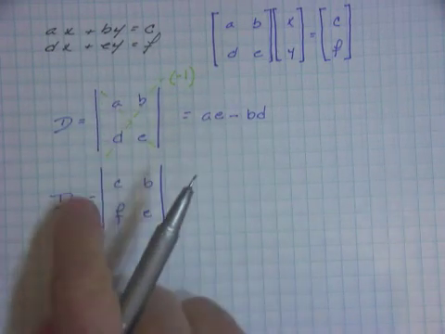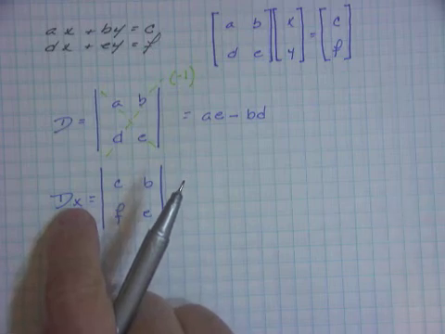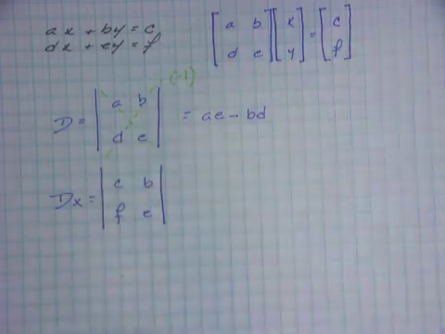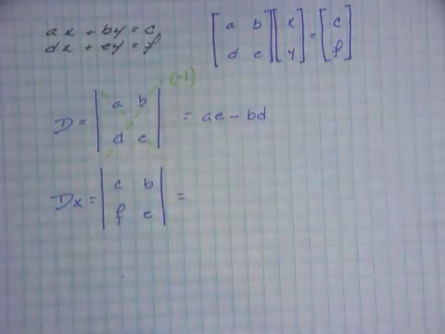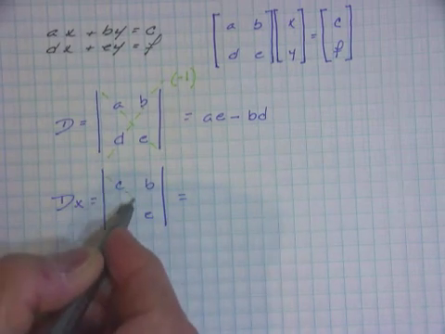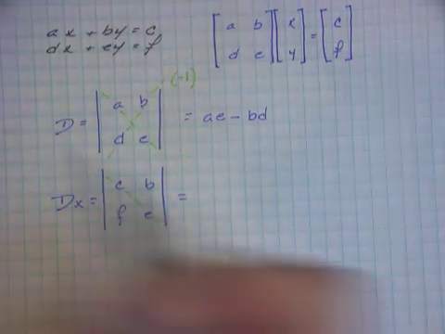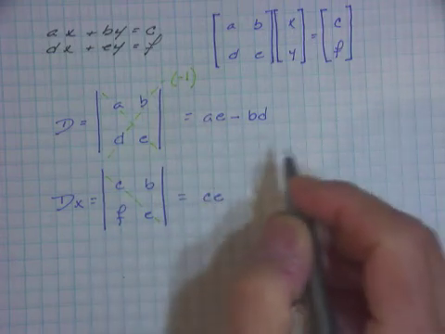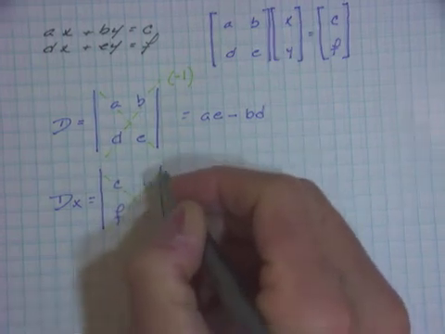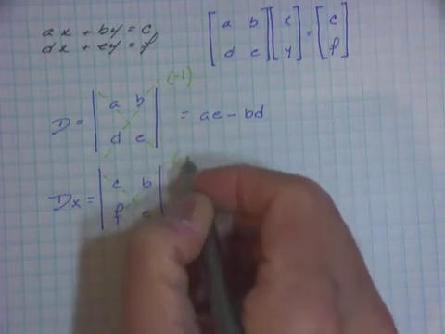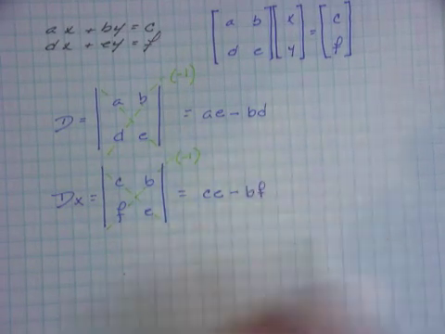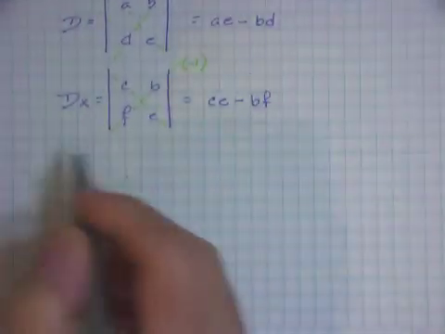So let's go over that again. A and D represented the coefficients of the x terms. So to find D of x, I'm going to take out A and D and replace them with the answers, C and F. Okay? So the determinant in x is, and you do the same thing, these two diagonals multiplied together, C times E, and you're going to subtract this one. Okay, so again, we're subtracting that product, so we get minus BF.